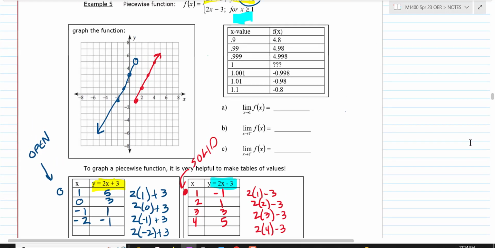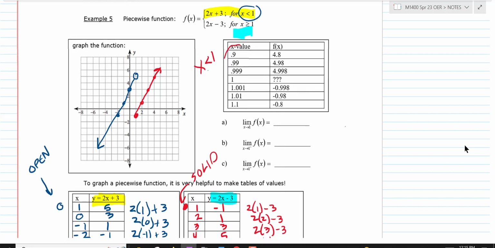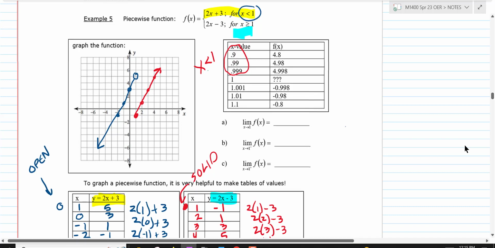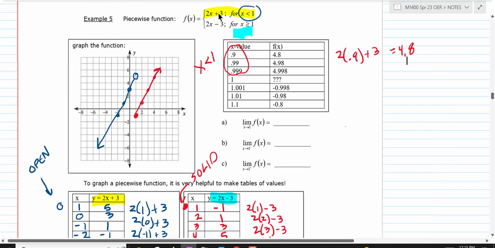So again, I showed you all last time how to fill in this table of values, okay? Now, I'm not going to show you anything on the graphing calculator on this yet, but really all I'm doing is, if x is less than 1, I'm looking at these numbers right here. Those numbers are all less than 1, 0.99 and so forth, but they're close to 1. I could go 2 times 0.9 plus 3. Again, I'm plugging into that top function, and that's how I get a 4.8. Okay, because if x is less than 1, you plug into 2x plus 3.